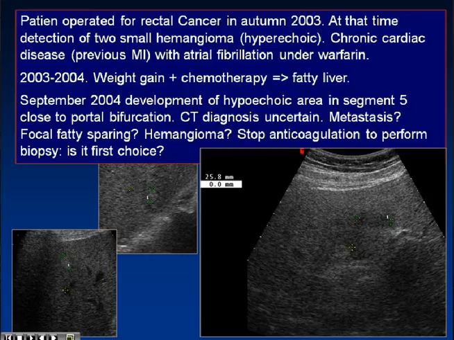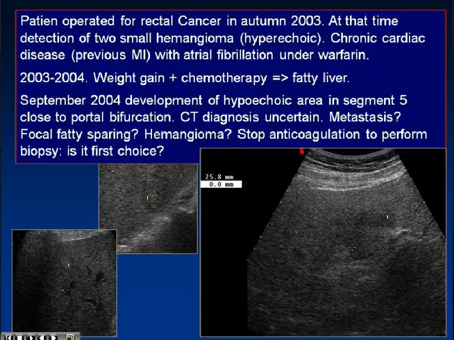These are various cases showing the advantage of CEUS. This is a patient operated for cancer in autumn 2003, and he had at that time 2 small hemangiomas. He was a patient with cardiac disease, atrial fibrillation, so he was anticoagulated. In the subsequent year, he gained weight and underwent chemotherapy. This often determines the development of a fatty liver. And then when he came back, there were still these 2 hyperechoic lesions, but also these hypoechoic lesions near the portal bifurcation. This is a typical site for fatty sparing.